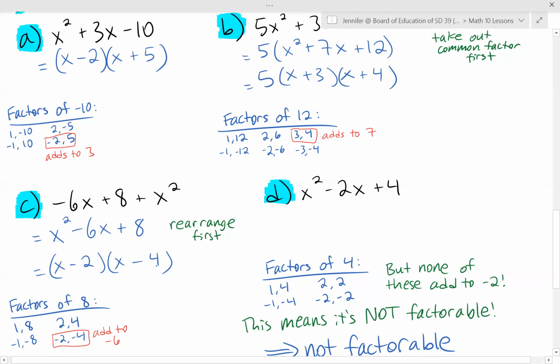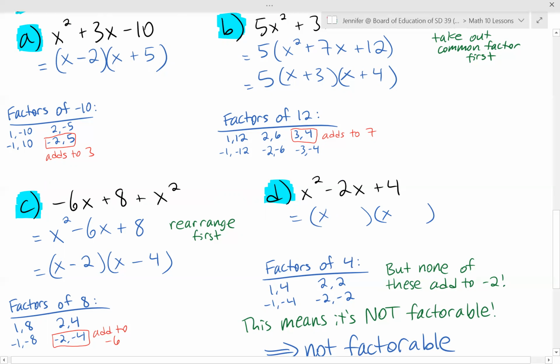This next example is a bit funny. Okay, it's in descending power. There's no common factor. So we start with our brackets. We start with x in both. And we'll list out the factors of c, +4 here. That's what I've done here. And then I need to pick the pair that adds to -2.